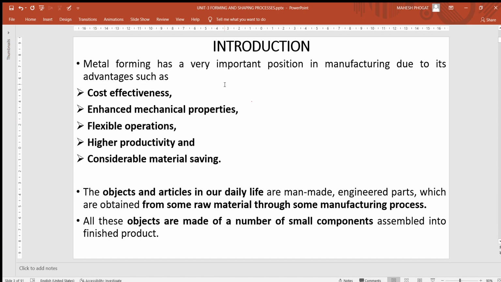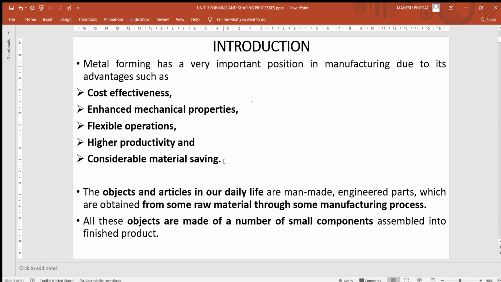So metal forming is a very important manufacturing process, and why it is important, the reasons are mentioned here. Because it is highly cost effective from the industry point of view. You can improve the material properties of the specimen. Very flexible operations can be equipped. You can get very high productivity, and thus there will be material saving available to you.